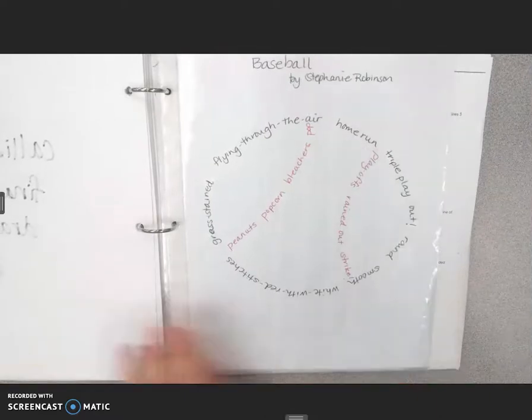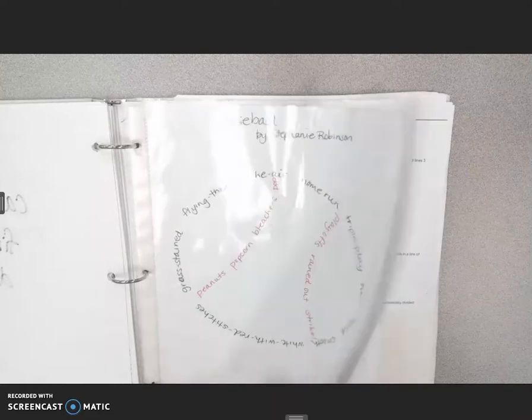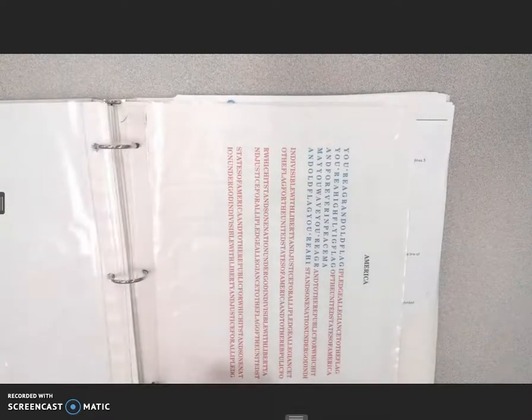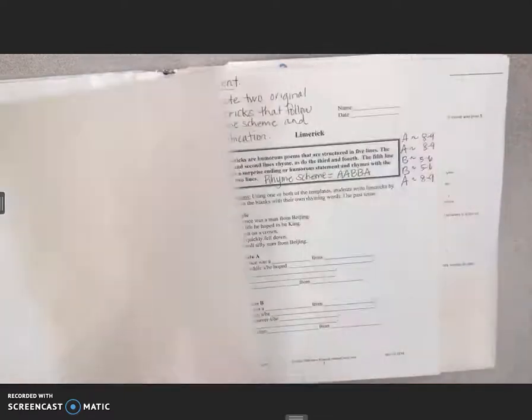Here's an example. Oh, Miss Robinson did this one about baseball. That's pretty clever. Okay. Oh, look at this cool one. I haven't seen these. This one's about America. And see, it's in the shape of a flag. How cool is that? Okay.